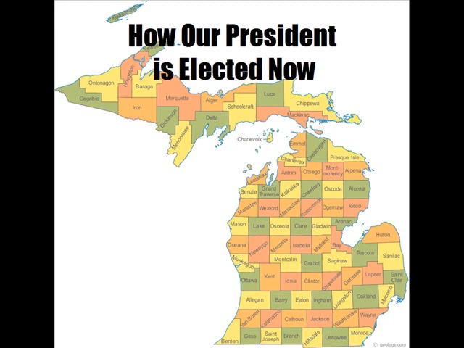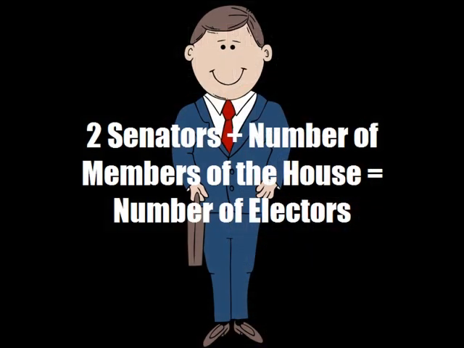Now we're going to talk about the Electoral College and exactly how our president is elected. First, eligible voters go to the polls and they vote for president. Instead of hand counting every vote, each state gets a specific number of electors. The number of electors a state gets is the number of senators and members of the House of Representatives added together. The number of people in your state's House of Representatives is dependent on your population, which ultimately determines how many electors a state gets.